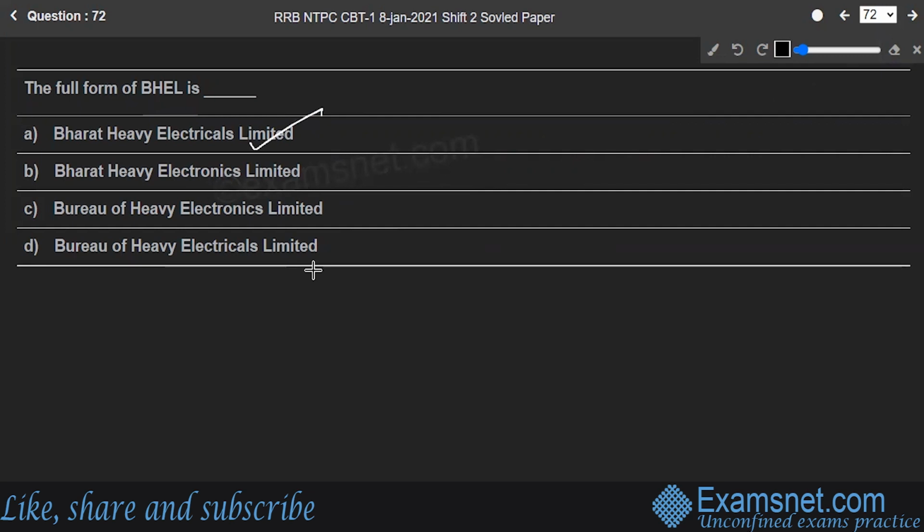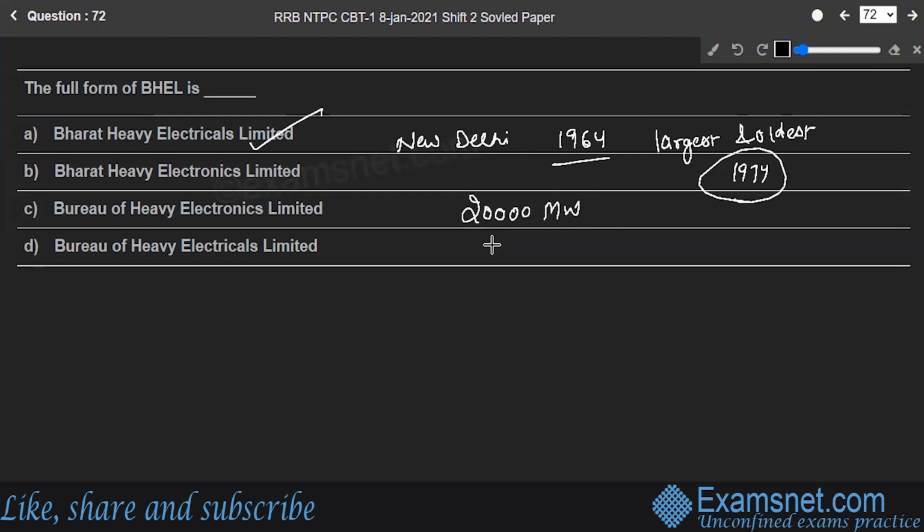BHEL is founded and owned by Government of India and is a manufacturing and engineering company which is based in New Delhi, India. It was established in 1964 and it is the largest and the oldest power generation equipment manufacturer in India. In 1974, Heavy Electricals Limited merged with BHEL. Merger was done. So BHEL also generates about 20,000 megawatt per annum out of the available 35,000 megawatt power generated in the country.